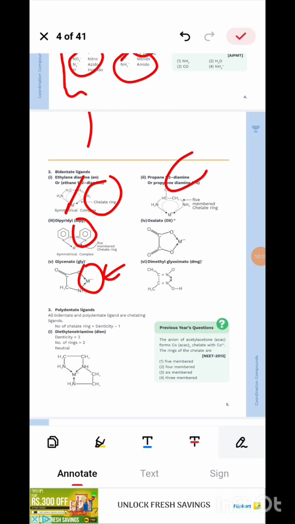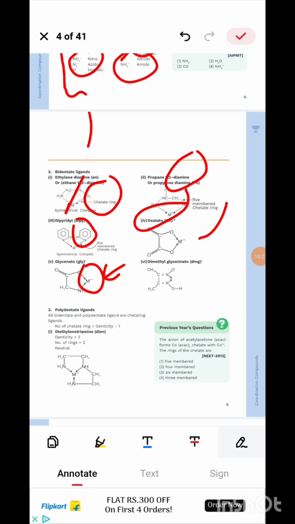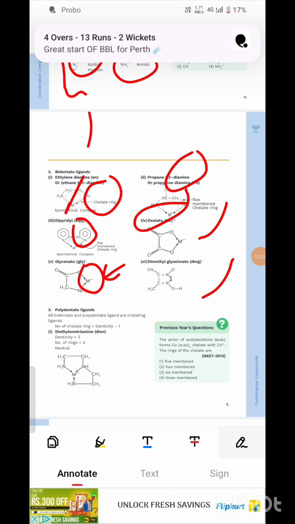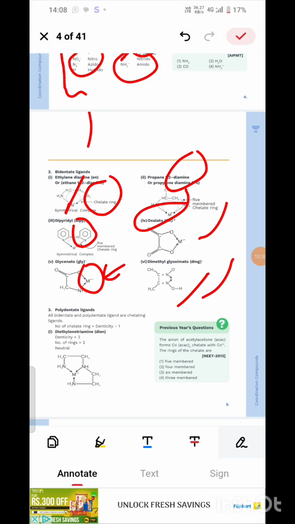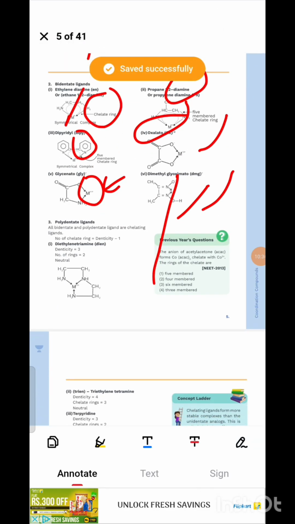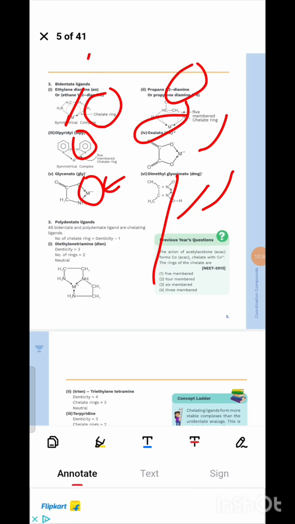Propylenediamine is pn, and oxalato comes from oxalic acid if we remove the two hydrogens. Dimethylglyoxime is DMG. These are the important bidentate ligands. Some polydentate ligands are mentioned here. All bidentate and polydentate ligands are chelating agents.